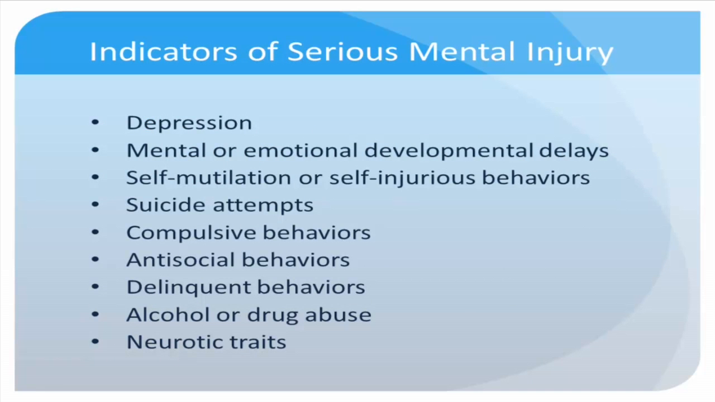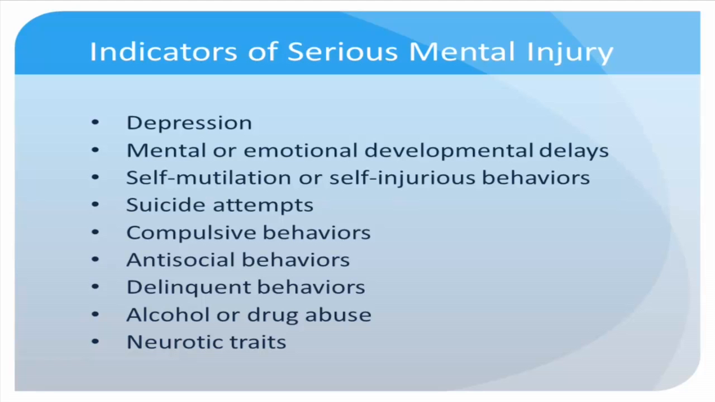Indicators of serious mental injury include depression, mental or emotional developmental delays, self-mutilation or self-injurious behaviors, suicide attempts, compulsive behaviors, antisocial behaviors, delinquent behaviors, alcohol or drug abuse, or neurotic traits. Although these symptoms are common among abused children, many factors can contribute to these listed symptoms that are not the result of abuse, and they should not be considered in isolation.